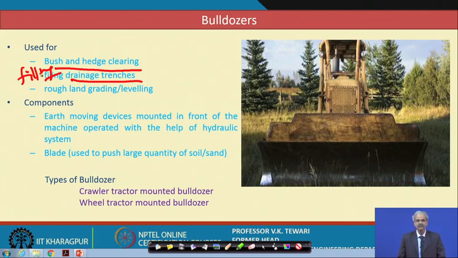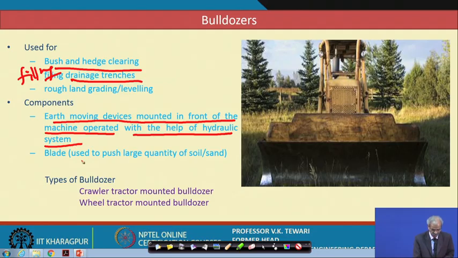Then the components, what are its components? Well, we have just noted down their components to have an idea. Now, the main component is the base bucket itself, which we also call the scraper blade. So, the earth moving devices are mounted in front of the machine and operated with the help of a hydraulic system. This is component number one. Then the blade used to push large quantities of earth. So, this is the blade, and mostly if you consider this, the blade is a very important component.